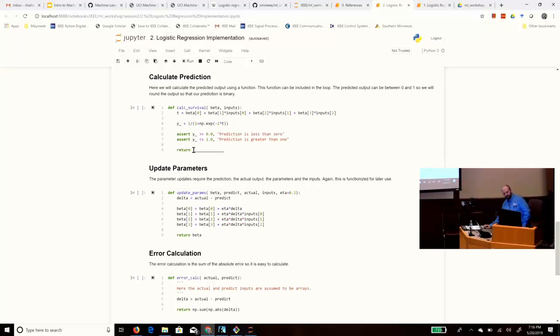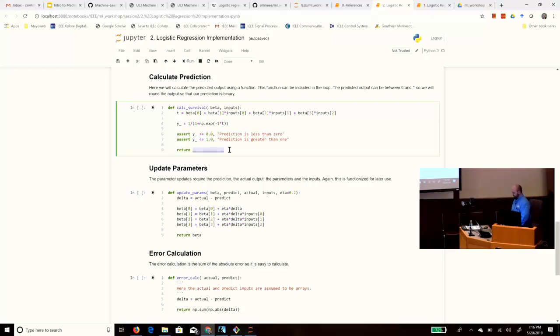What do you guys think should go here? What value should we be returning? Y. Oh, T. Y? T. Nope, you're right, it's y, but it's not just y. Y is the probability, but this function's calculating whether or not we predict a survival. And survival can have what values? 1 and 0. So you have a probability between 0 and 1. We're going to round it up or down to 0 or 1. So you have to round it here.